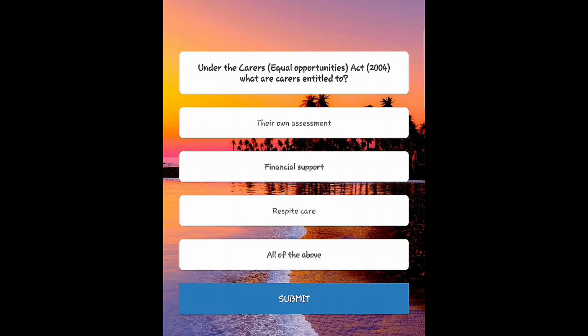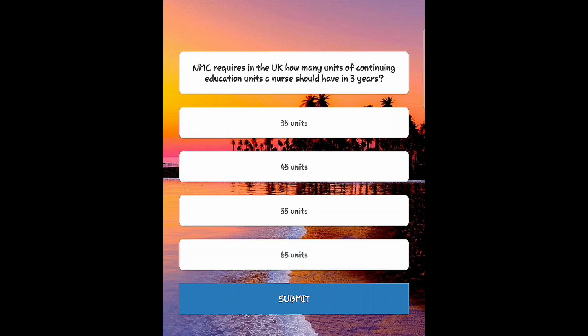Next question says, under the Carers Equal Opportunities Act 2004, what are carers entitled to? A, an assessment. B, financial support. C, respite care. D, all of the above. Your answer should be all of the above because as a carer, you are entitled to everything. Now, the next question says, NMC requires in the UK how many continuing education units a nurse should have in 3 years? The answer should be 35 units.